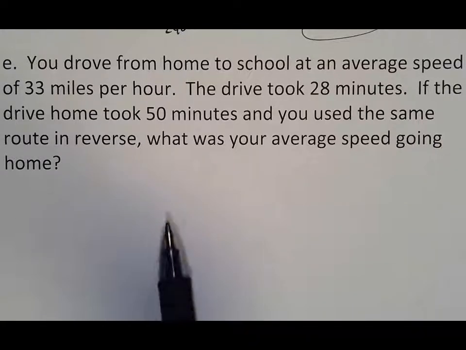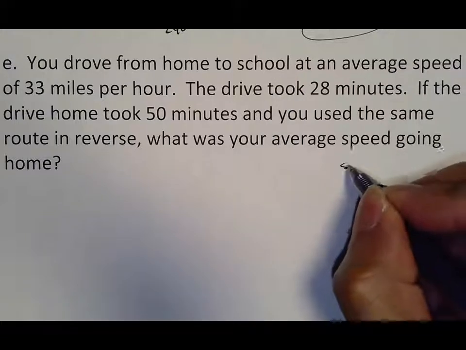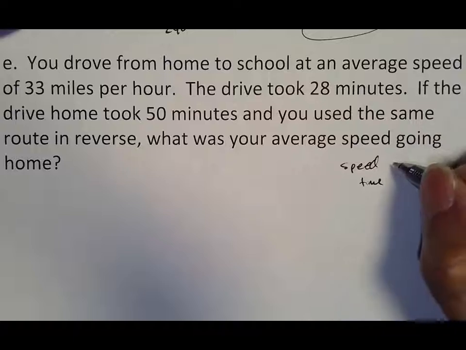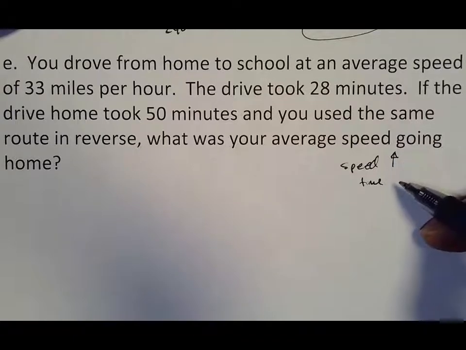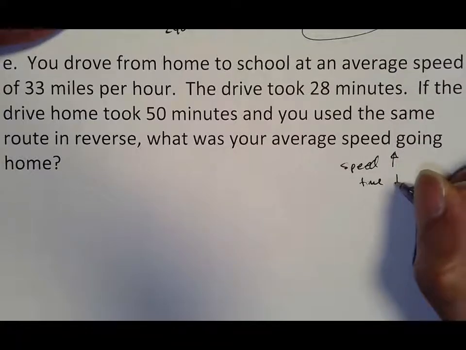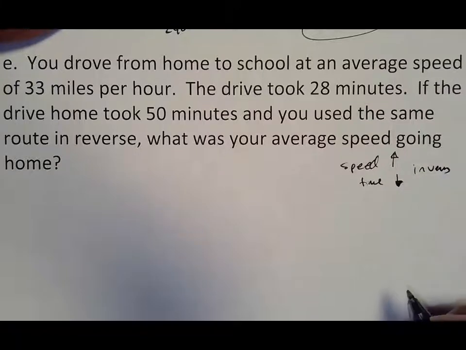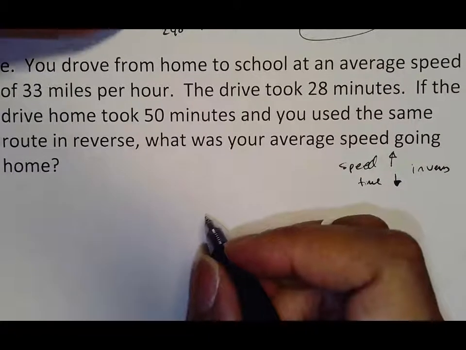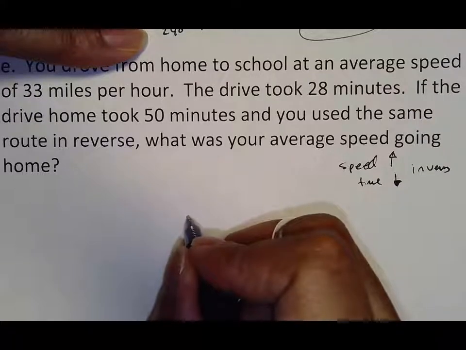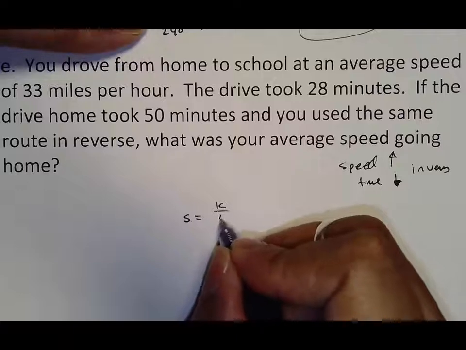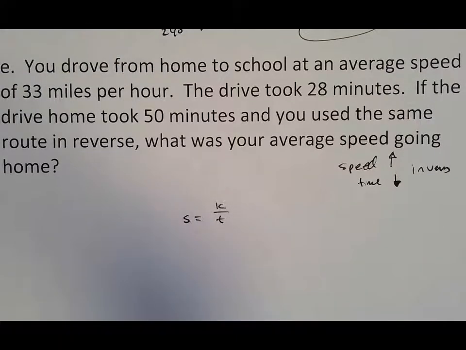Now here's what you have to do. You have to ask yourself, looking at speed and time, which are our factors, if I drive faster, would my time increase or decrease? To me, if I drive faster, my time would decrease because, of course, I would get there faster, which means this is an inverse situation. So I would put speed equals K over time. At least I would set it up that way. I don't know. Let's see if it works.